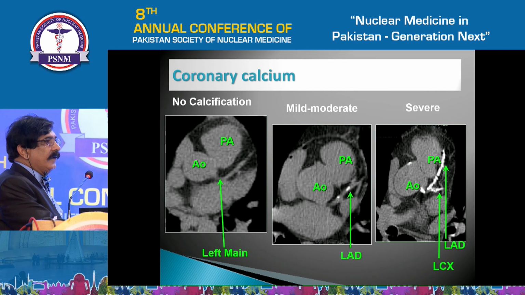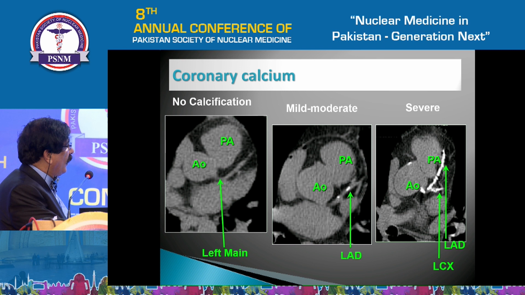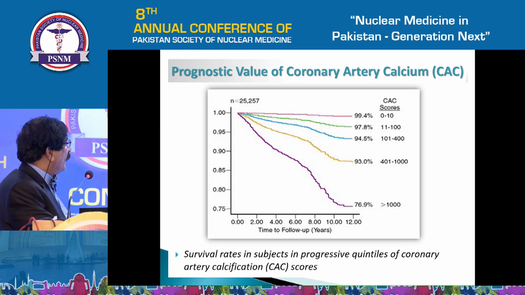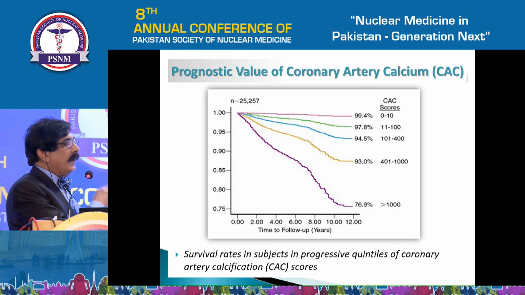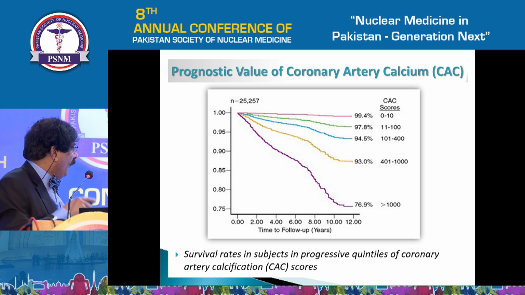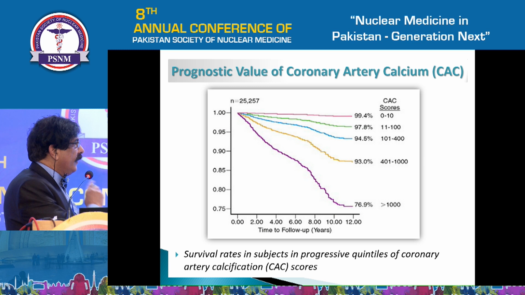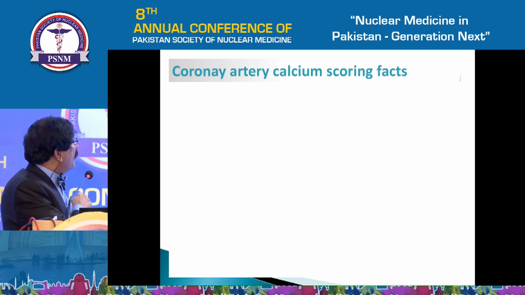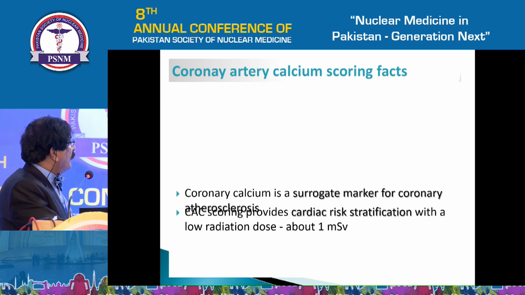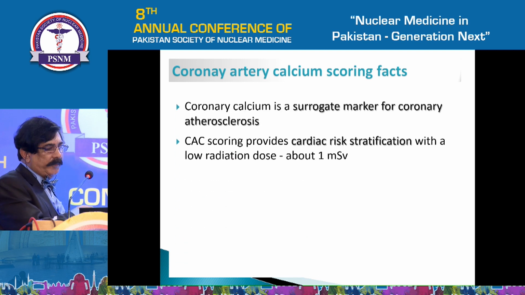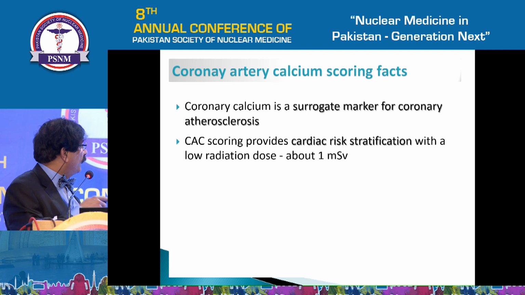So you can visually assess the calcium score. There is no calcification, mild to moderate calcification, and severe calcification. The prognostic value of coronary artery calcium is that the survival is proportional to the degree of coronary artery calcification. The facts are that coronary calcium is a surrogate marker for coronary atherosclerosis.